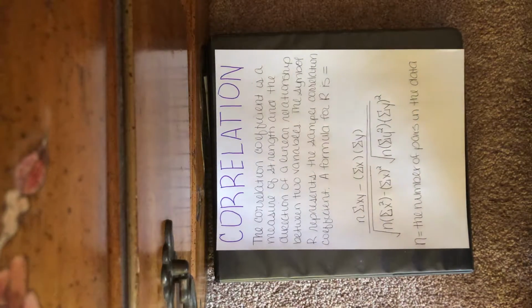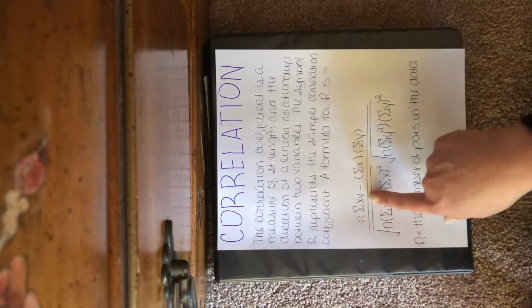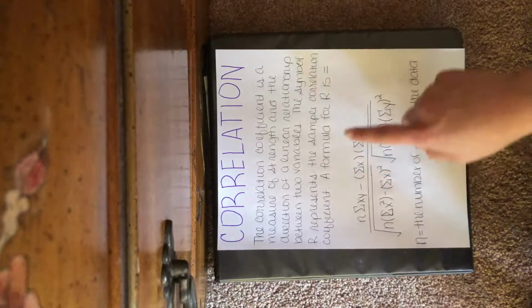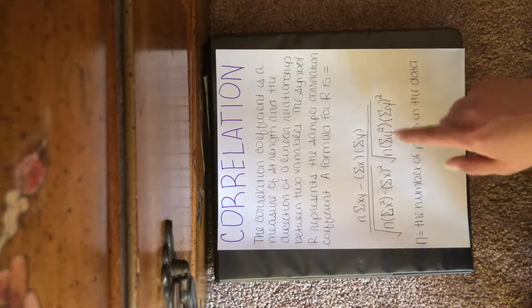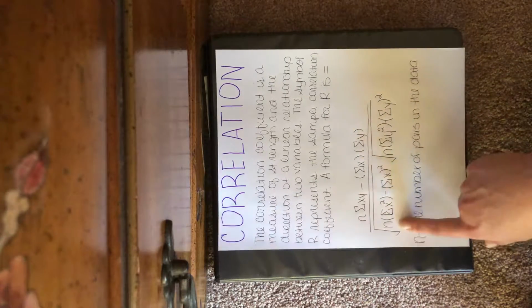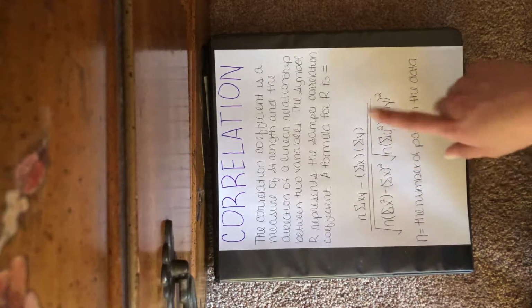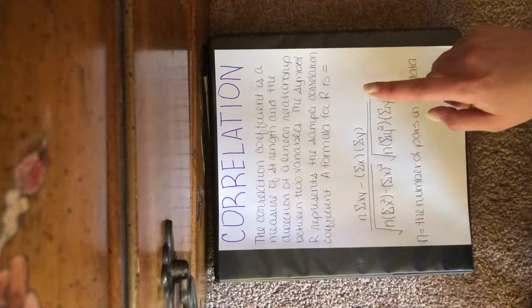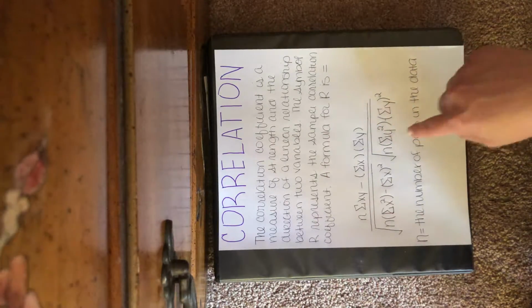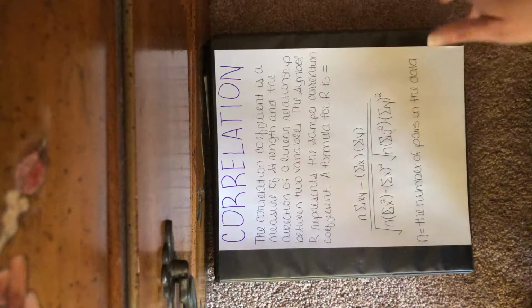A formula for R is, as I wrote below, kind of lengthy, but when you plug the numbers in, it actually is not that hard to do, but you do need to do it with a calculator. The top is going to be n, which is the number of pairs in the data, times the sum of xy minus the sum of x times the sum of y, over the square root of n times the sum of x squared minus the sum of x, squared, times n times the sum of y squared minus the sum of y, squared.